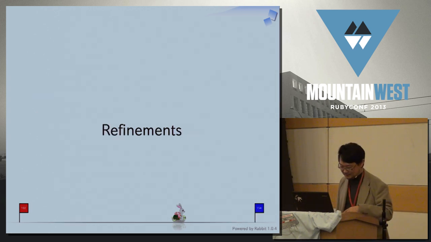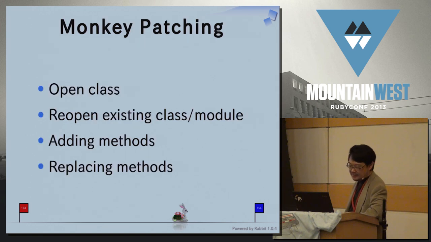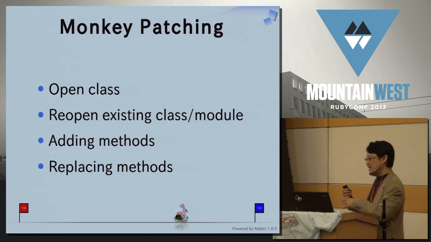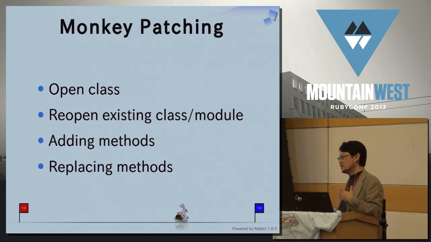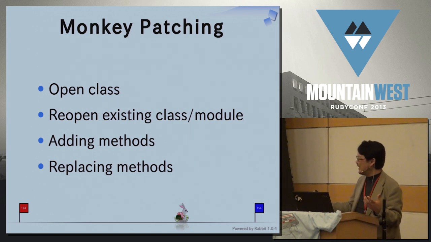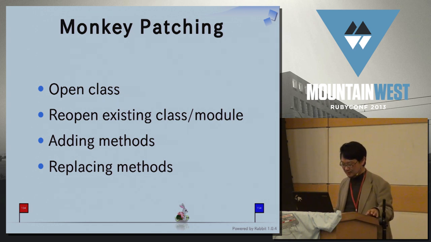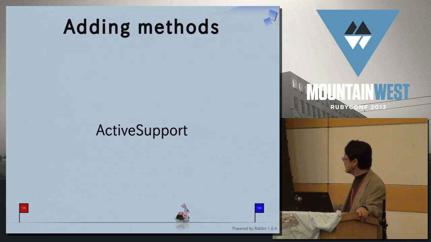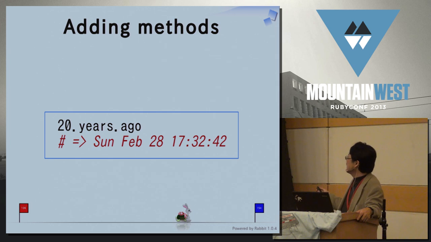So, refinements. Refinements is a kind of scoped monkey patching. Monkey patching is pretty popular in Ruby, especially in Active Support. By reopening an existing class or module, you can add methods, replace methods, remove methods, whatever you want. But it is effective globally. So when you replace an existing method, you will sometimes get unexpected results. An example is Active Support. Using Active Support, you can call 20.years.ago.